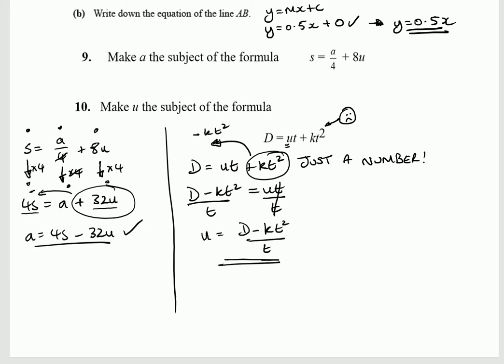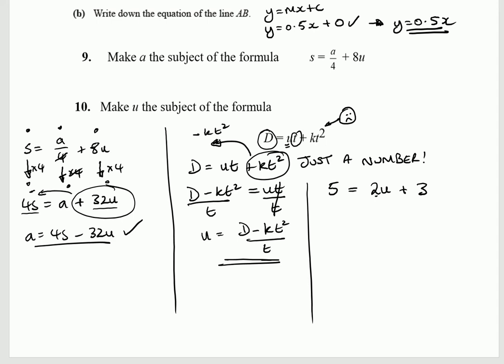Just to make my point very clearly here, let's pretend that d is a number. Let's pretend it's 5. Let's pretend that t is 2. So ut becomes 2u, if I'm pretending that t is 2. Let's pretend that kt squared is 3. So I've got d equals ut, 2u, plus some number, plus 3.